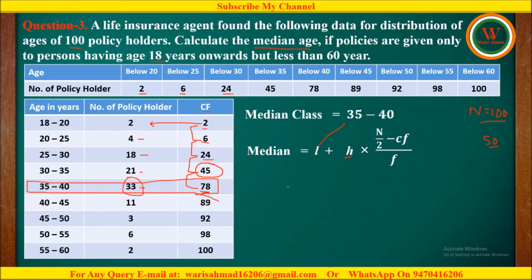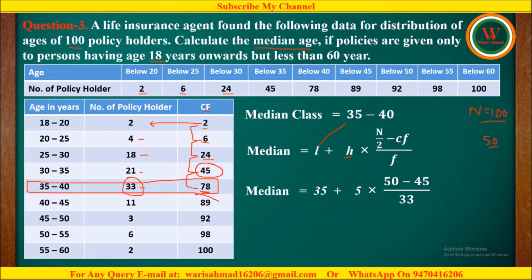So all these values we have to feed in the given formula. So let us see the equation. Median will be equal to 35. The value of L I have written here, 35. h is the width of the median class, 40 minus 35 equal to 5. n upon 2 will be equal to 50. CF I have taken from here, 45, and f is 33.